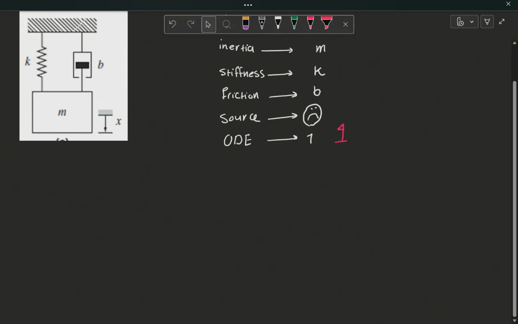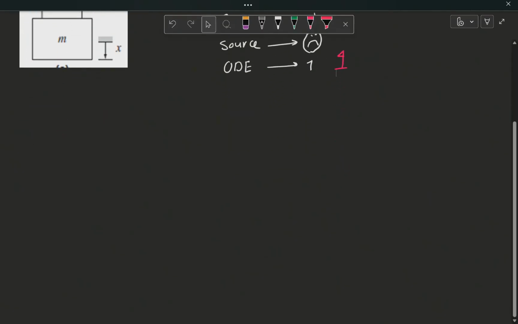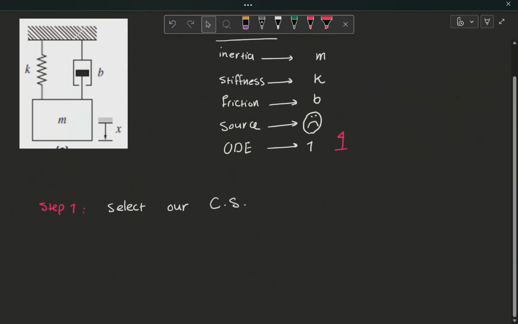Okay, now let's go to our 4-step approach at this point and derive that only one ODE. So step one is selecting our coordinate system. If you guys remember, for selecting a coordinate system, you need two things. First thing was the origin for that coordinate system, or the reference. The second one was the positive direction.